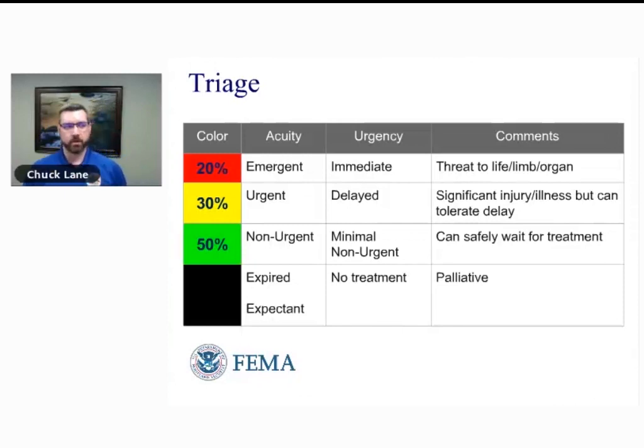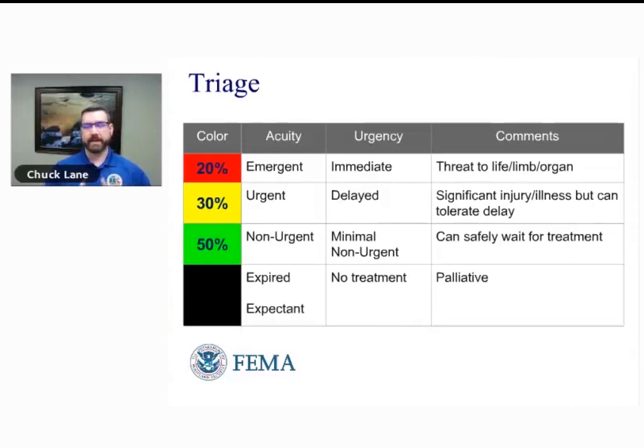Your other 50% is your non-urgent, your walking wounded, minimal, minor, whatever you want to call them. These are people that show up generally, again, in that first probably 15 to 30 minutes, but within the hour, and they need some sort of care. They may have been injured leaving the scene. They may not realize how injured they were by the time they got to the hospital, but these are people that we can identify and then treat.